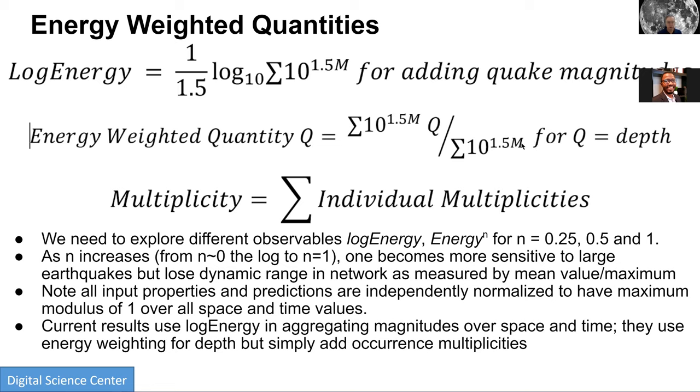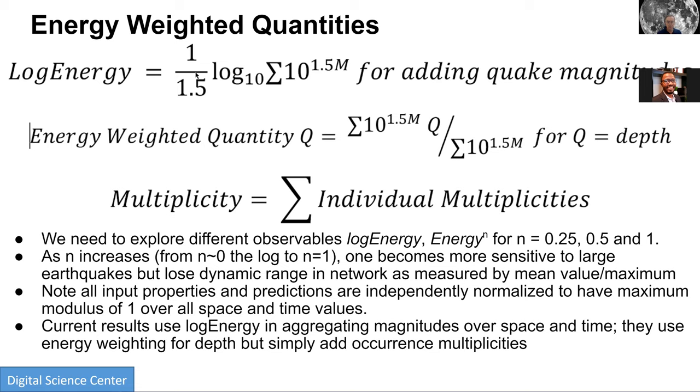So if there's one giant earthquake at a certain depth and lots of small earthquakes, the results will be dominated by the giant earthquakes. I should say that the energy, 10 to the 1.5 times M, is such a strong power of M that if we have an M of 7 and an M of 3, they're going to differ by a factor of a million in this sum.